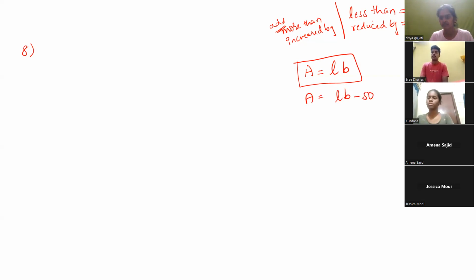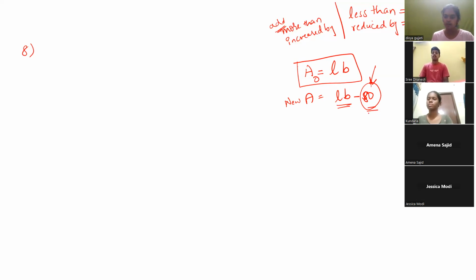Okay, so the new area is original area minus 80. They are saying the area is reduced by 80, which means the area became less. How much less? 80 less. Understood? Reduced by 80 means it is 80 less than the original area. So this is the new area, this is the original area. So new area is original area minus 80.